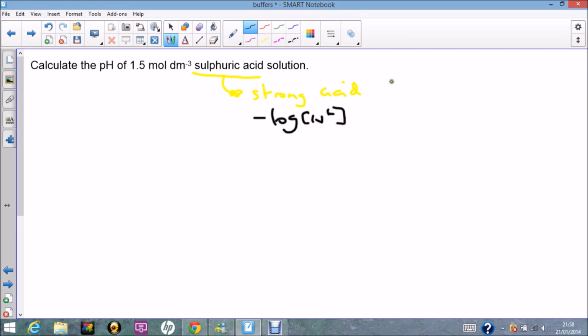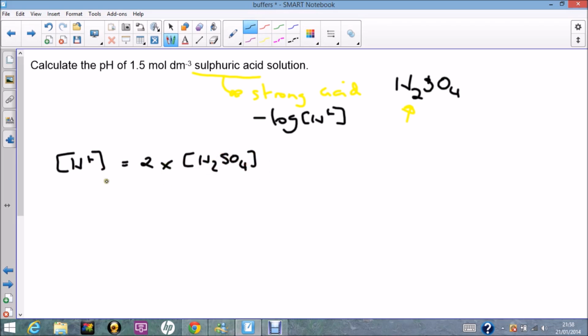However, you should also know that sulfuric acid has the formula H2SO4, so it contains 2 acidic protons. So the first thing that we're going to do is get the concentration of H+ ions. Okay, so it's going to equal twice the concentration of H2SO4 because of those 2 acidic protons. And then it's just a case of minus logging it.